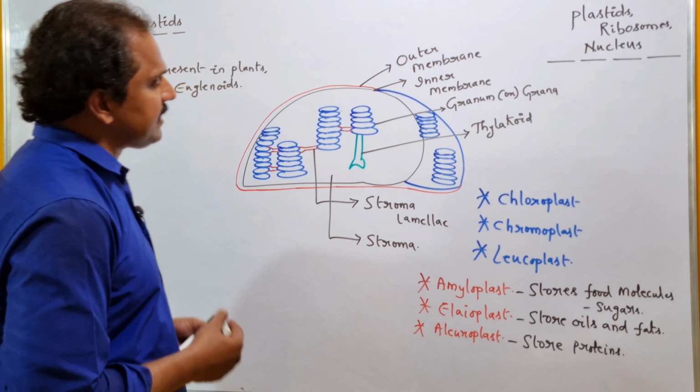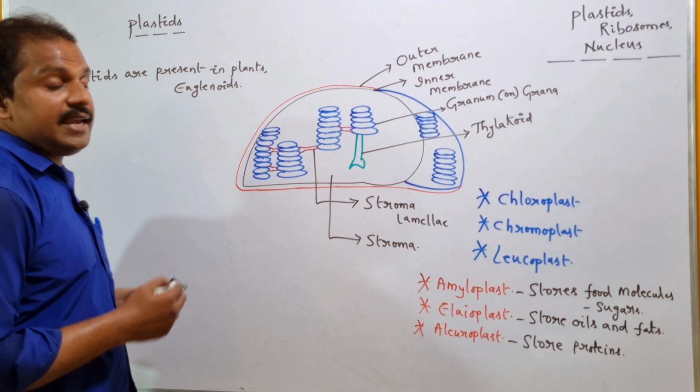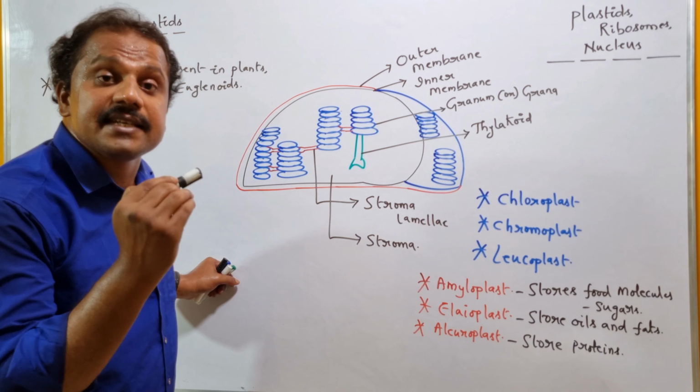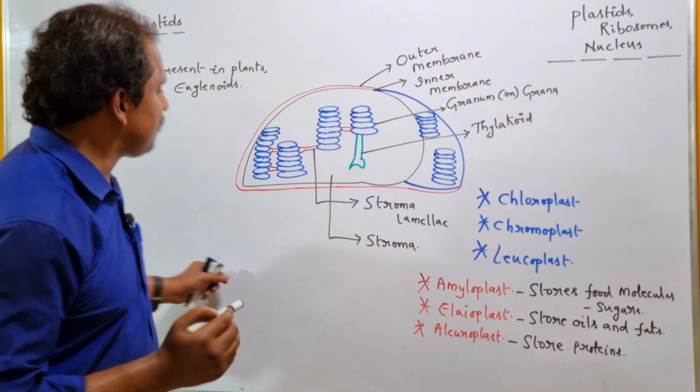And here, in order to understand the structural organization of plastid, we can take advantage of the structural organization of chloroplast. So let me write it here.